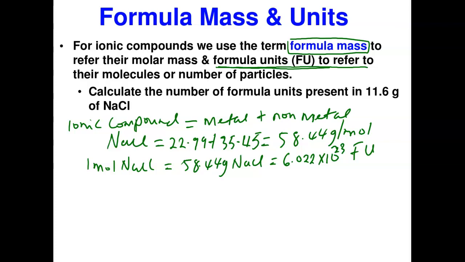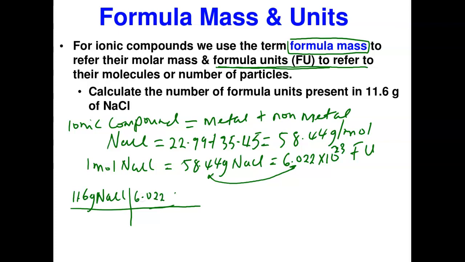So now, it says calculate the number of formula units. Since we're looking at mass and formula unit, we're going to use these two units, and let's do it immediately. You start with what you are given, 11.6 grams of sodium chloride. If you multiply it by, again, we are using these two. Since you're looking for the formula unit, you're going to put this on top, 6.022 times 10 raised to the power 23 formula units divided by the molar mass, 58.44. I'm going to make it beautiful a little bit.